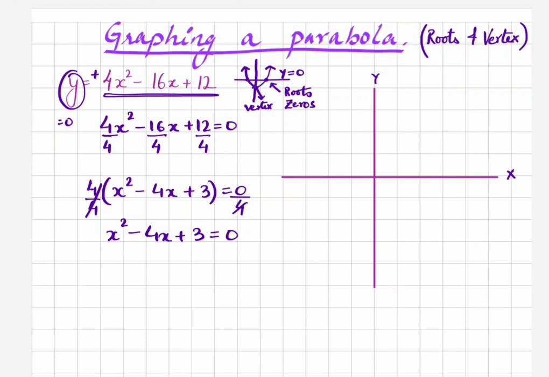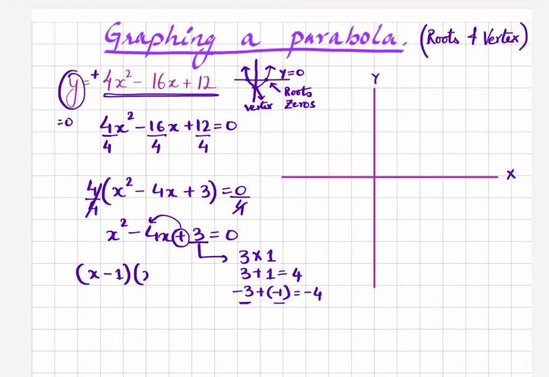Now it's easier to factorize. So how do we factorize? We find the factors of 3 that, when we add them, give us minus 4. Factors of 3 are 3 times 1, right? When we add 3 plus 1 it gives us 4, but we need negative 4. So we know that negative 3 plus negative 1 gives us negative 4. So the two factors are negative 3 and negative 1. So x minus 1 and x minus 3 are our two factors, and that equals 0.